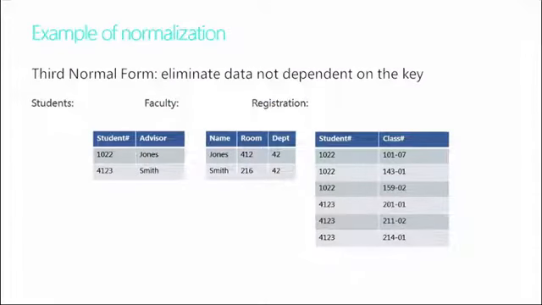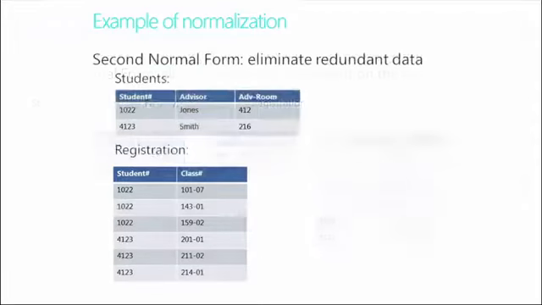So if we go to our third normal form, we've got faculty. We've got student number 1022. Their advisor is Jones. Now remember, if I go back, I'm going to flip back one more time. When I look at this, I've got student number, I've got Jones, and I've got the advisor's room is 412.